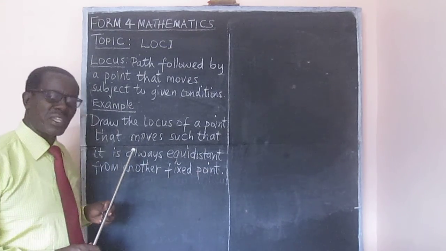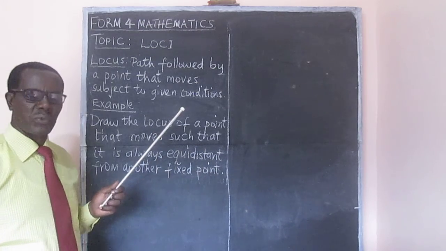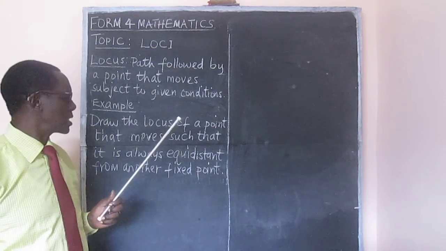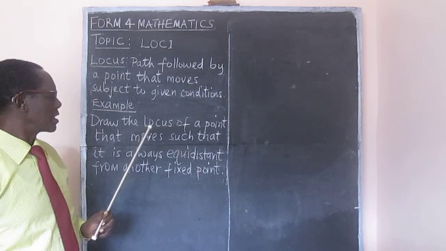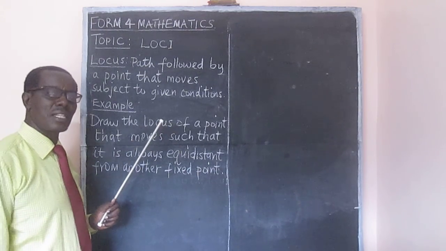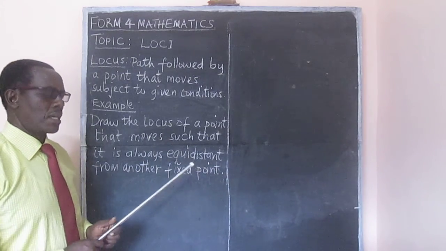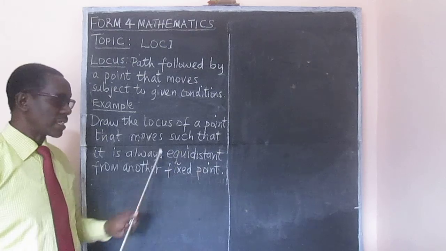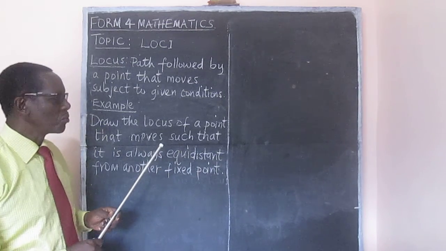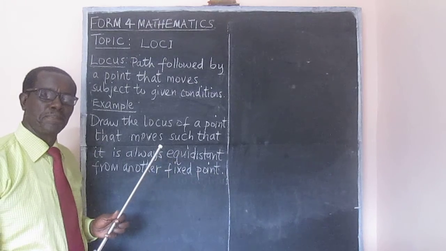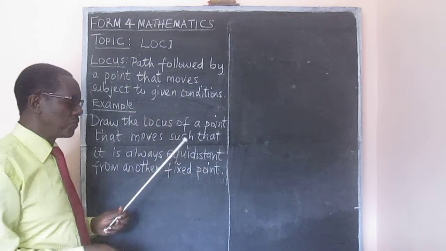We would like to start with the very basic. The one we start with is going to be the locus of a point which moves in such a way that it is always equidistant from another fixed point. In real life, this is not a very new situation. You know the clock face. The tip of the minute hand will move.